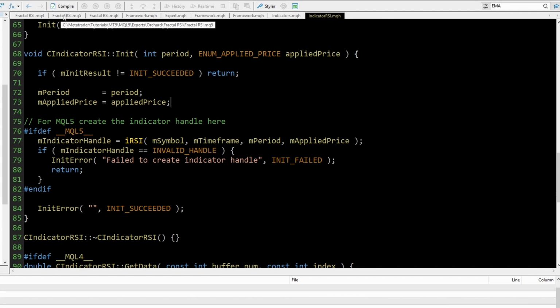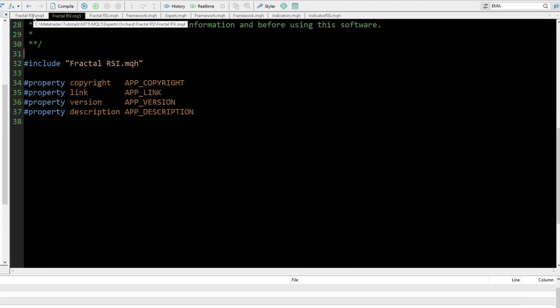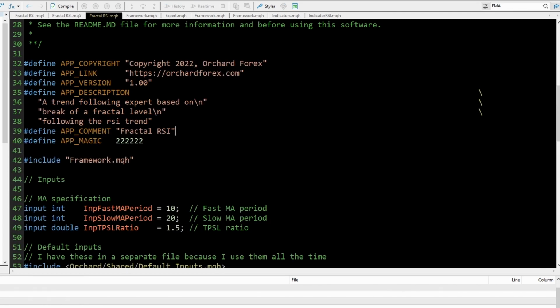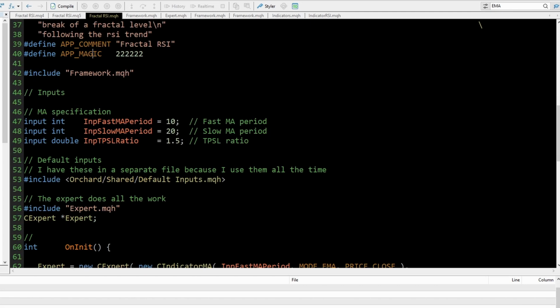Now to go back to the Fractal RSI, this is for both MetaTrader 4 and MetaTrader 5. So I have this MQ4 and the MQ5 file, and both of those include Fractal RSI.mqh. So this Fractal RSI.mqh is where most of the work happens. I declare a number of pieces of information, the copyright, link, version, a description, which I've already modified to say that this is following the RSI trend, and the comment, which is now Fractal RSI and a magic number.